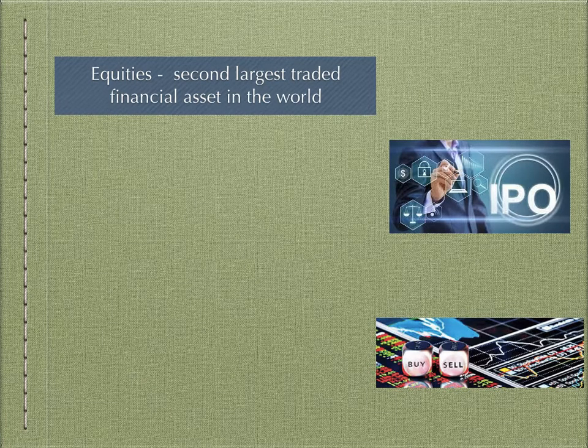Equities is the second largest traded financial asset in the world. Do you know which is the largest traded financial asset in the world? Yes, it is the foreign exchange market. Foreign exchange trades contribute to almost $5 trillion of daily trades, whereas equities contribute that much in a week's time. But equity markets are very localized. Unlike foreign exchange markets, which are very global, equity markets are very localized, specific to that country.